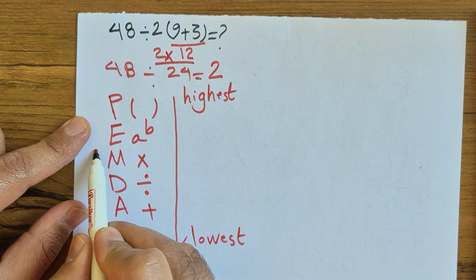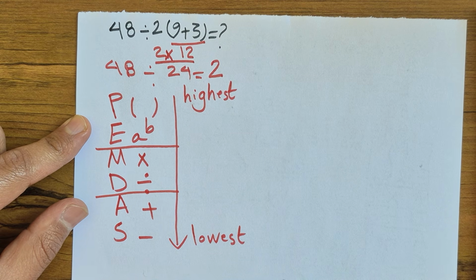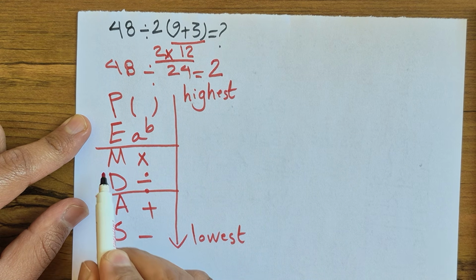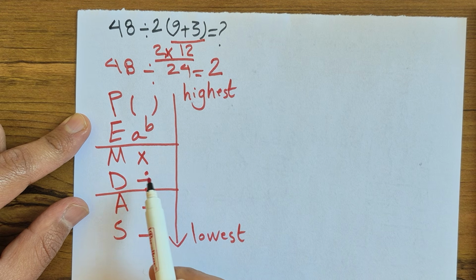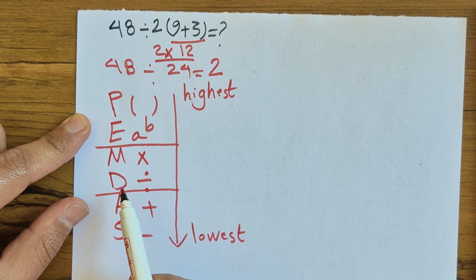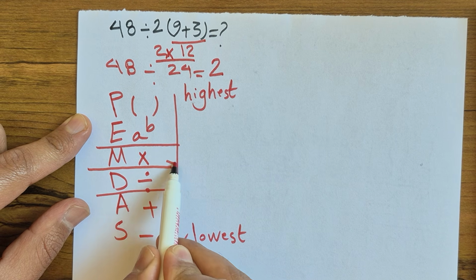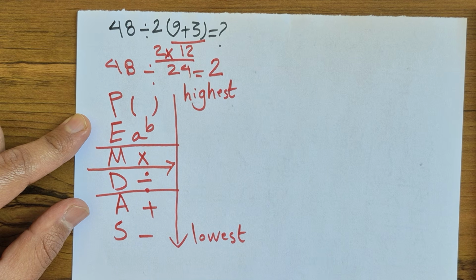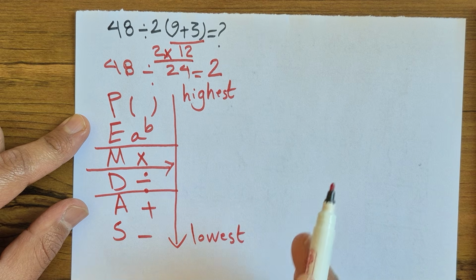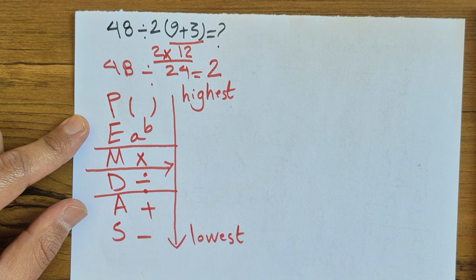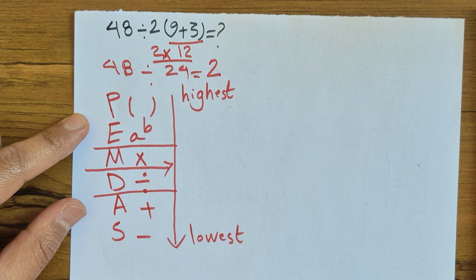Then go for multiplication and division. But keep in mind that they have the same priority. So none of them has a higher priority than the other one, basically. But you should go from left to right. First come, first serve. So whichever you see at first, do that. If it is division, do division at first. If it is multiplication, do multiplication at first, from left to right.